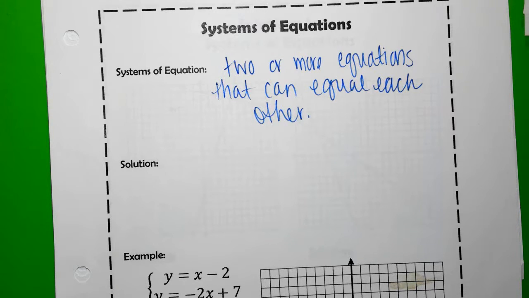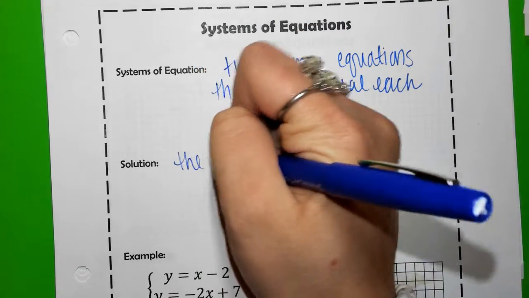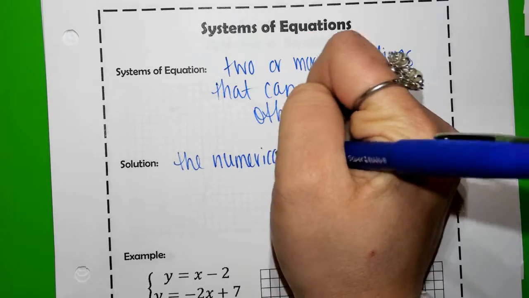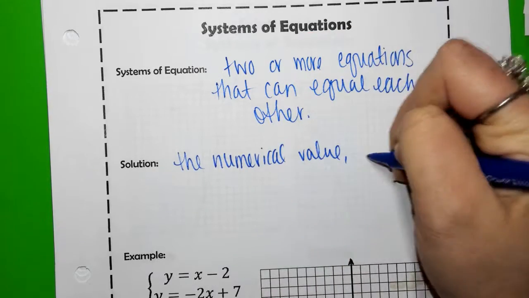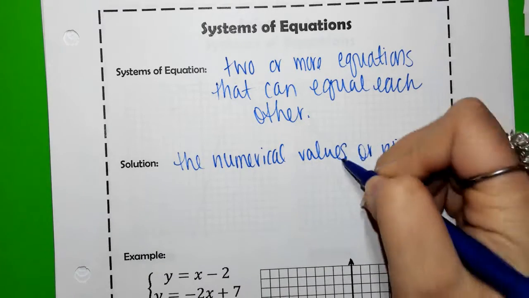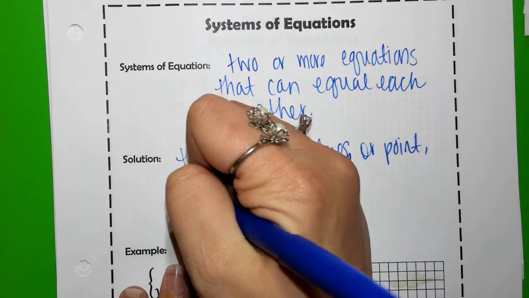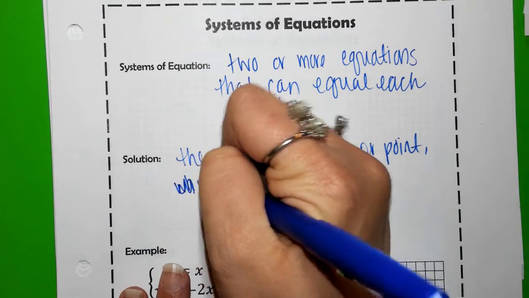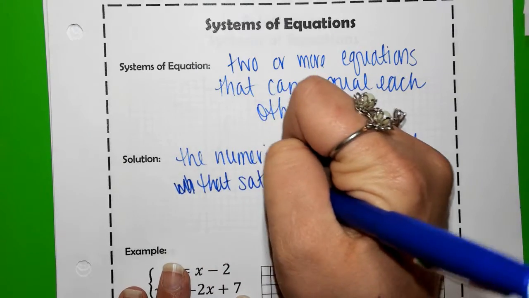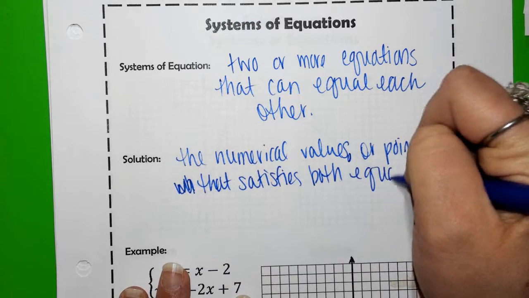Do y'all have anything to add to solutions for a point? Alright, so a solution is the numerical value or point values. Let's make that plural because a point has 2 coordinates. So the numerical value or point that satisfies both equations.